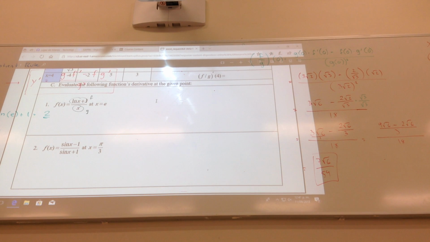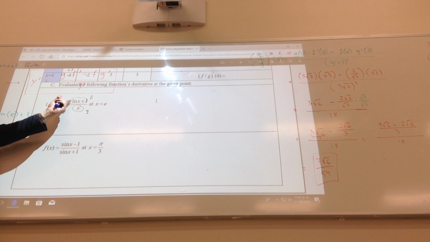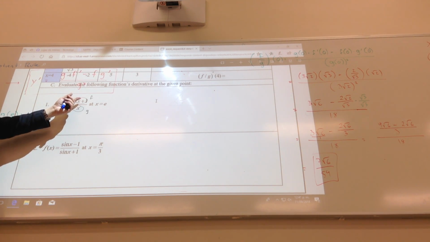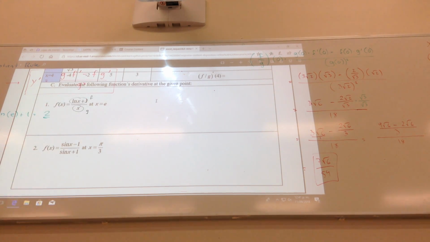F prime of e. The derivative evaluated at e is not the derivative of 2. No. It's the derivative of the function evaluated at e. So, what's the derivative of ln of x? 1 over x. Derivative of 1? 0. So, 1 over x evaluated at e becomes 1 over e.